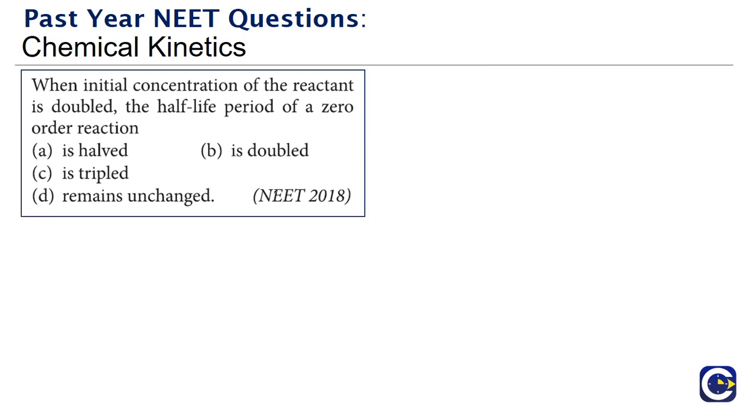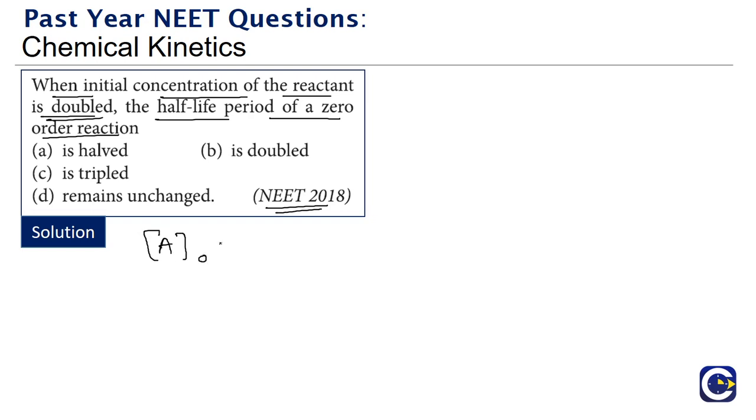Next we have another question related to the half-life. This has come again in the NEET 2018 paper. When the initial concentration of reactant is doubled, the half-life period of a zero order reaction is. So if you look at a zero order reaction, the rate equation is A0 minus A is equal to KT. This is the rate equation for the zero order reaction.